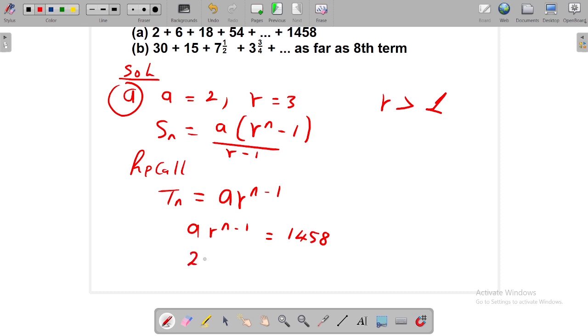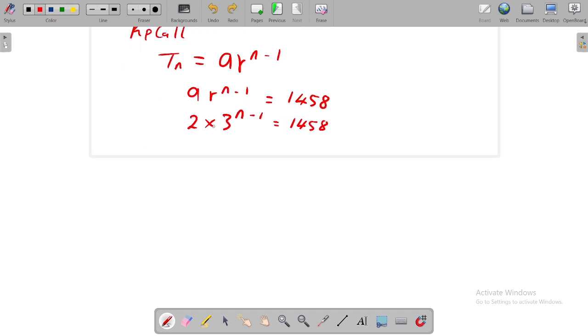Now, a is 2, common ratio is what? 3. Now, we don't know this n. We write it. We want to get what n is. Let's begin by dividing both sides by 2. 2 cancels 2 here. 3 to the power n minus 1 comes out. This 1458 divided by 2 is going to give us 729.